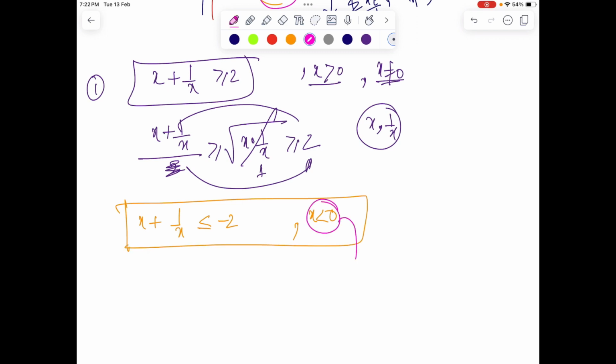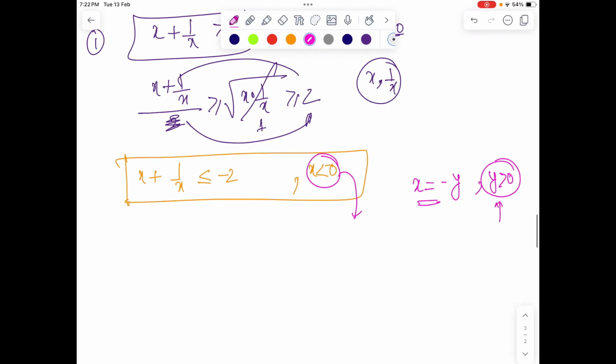Okay, now the question is, can we apply x plus 1 by x? Can you prove this will be less than or equal to -2 for x less than 0 using AM-GM? It feels like no because x is a negative number, but here we can play a trick. Let x equal minus y, where y is positive. Since y is positive, I can apply AM-GM on y.